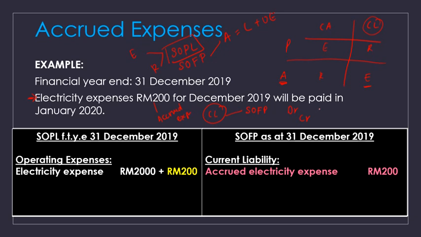Since dia ialah accrued expenses, liability, so you akan credit accrued electricity expenses, and then you akan debit electricity expenses sebanyak 200 dan 200. Okay, macam ni je dia punya journal entry.